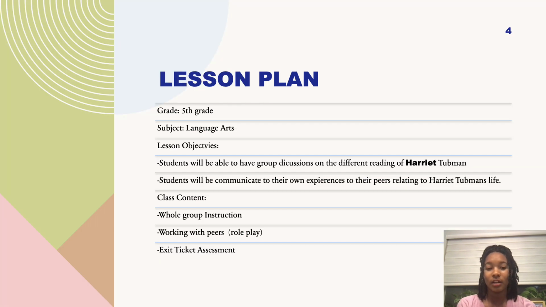So the lesson plan is for 5th grade. The subject is language arts, and the lesson's objectives are that students will be able to have group discussions on the different readings of Harriet Tubman. Students will be communicating their own experience to their peers related to Harriet Tubman's life. The class content consists of whole group instruction, followed by working with peers with role play, and the assessment would consist of an exit ticket.